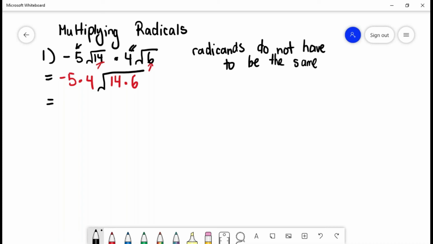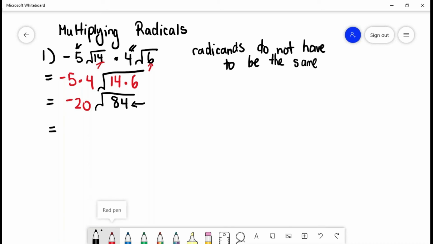So you know that -5 times 4 is essentially -20, and that is root 14 times 6. 14 times 6 is 84. So this is our answer. However, we can actually simplify this further. So I'm just going to go ahead and prime factor the radicand here.